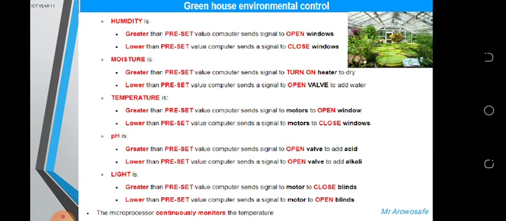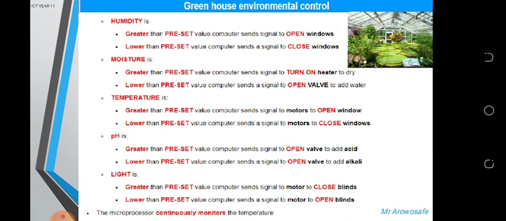This motor here is for open and close. It is a device that normally opens and closes the window. So if temperature is lower than preset value, computer sends a signal to motor to close window. Now let's quickly move to pH.